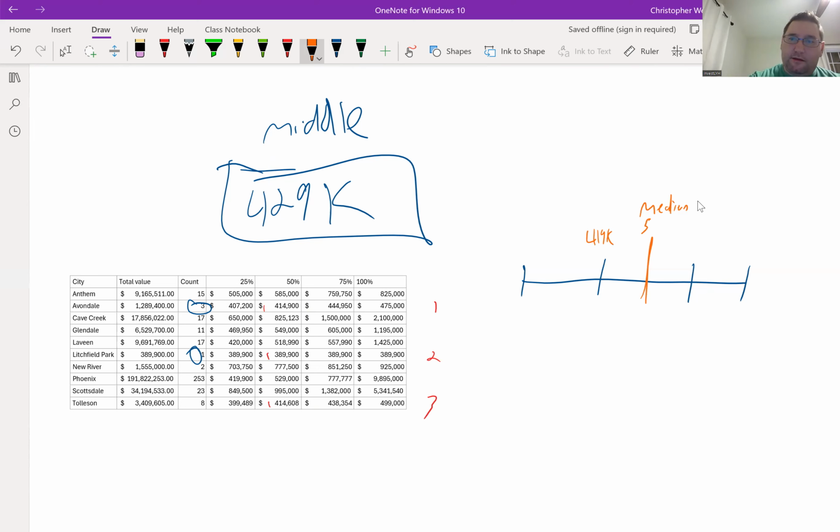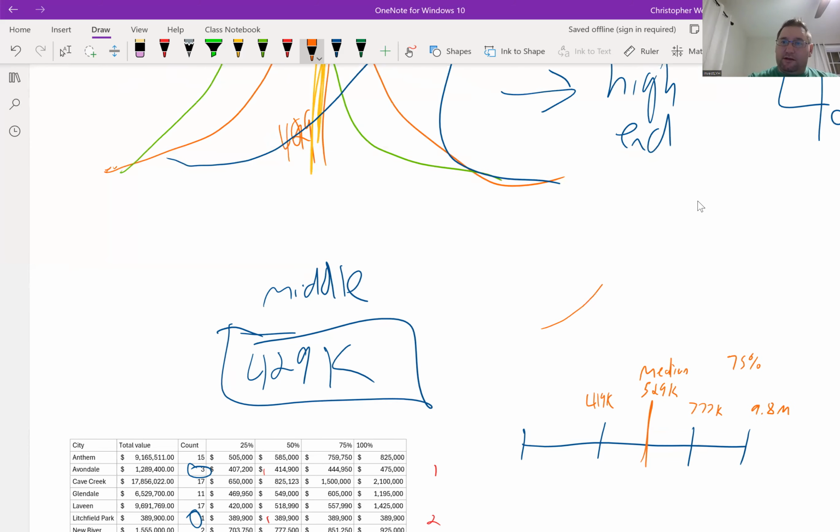529K at the median. And then it goes up to 777K at the 75th percentile. And then the highest priced home in Phoenix proper, 9.8 million. Now that's kind of an outlier, but what that means when we look at it in terms of a bell curve is I'll probably go like this, have an extremely long tail for that 9.8 million home.